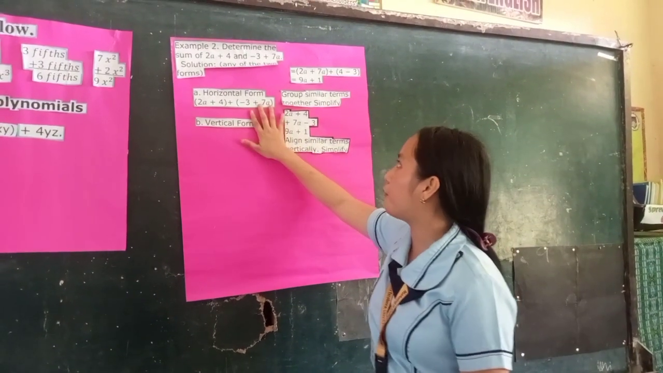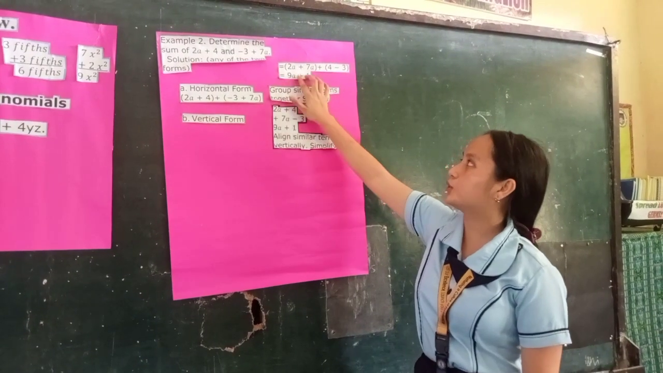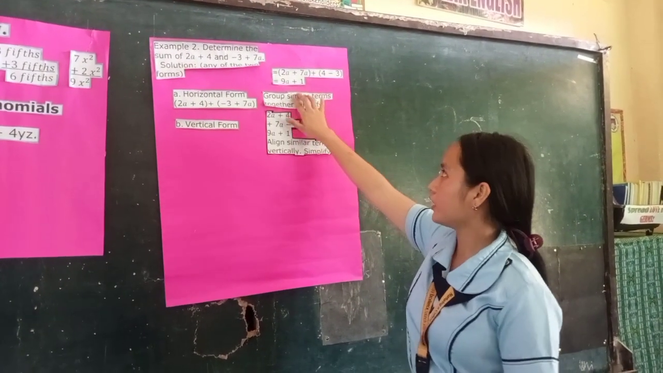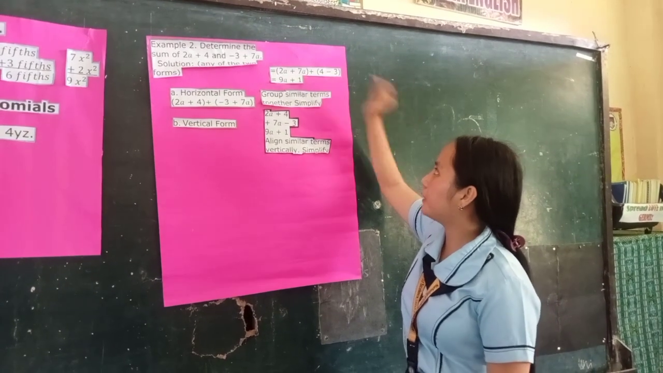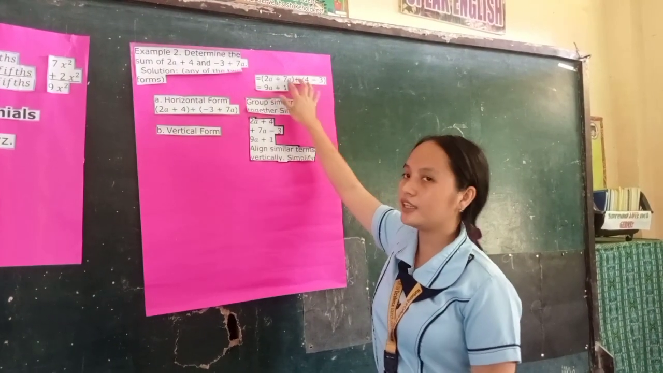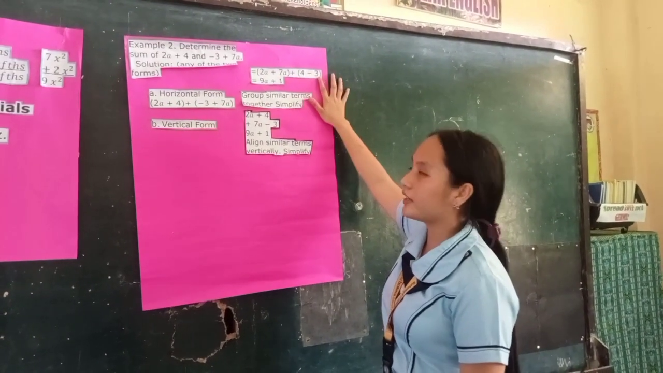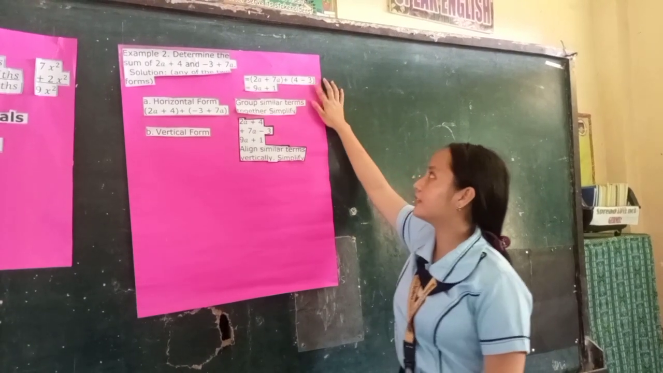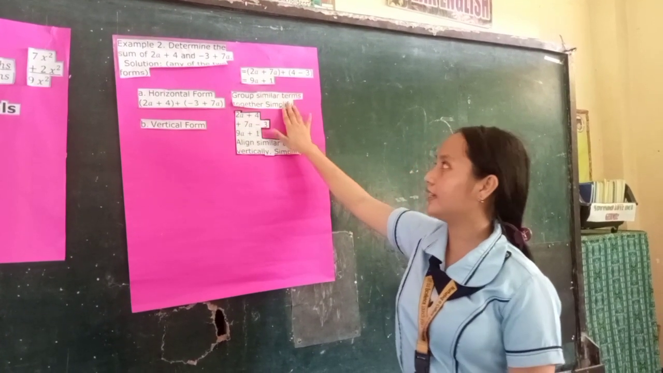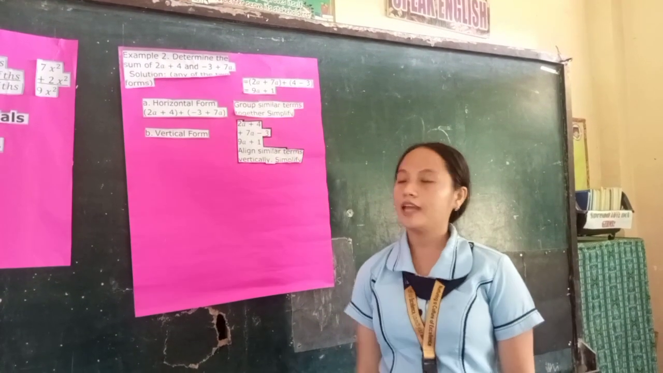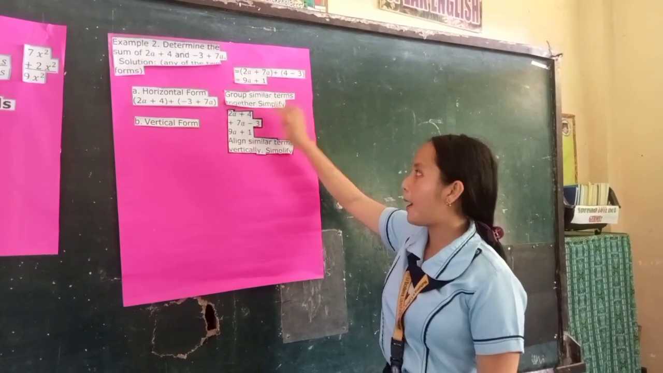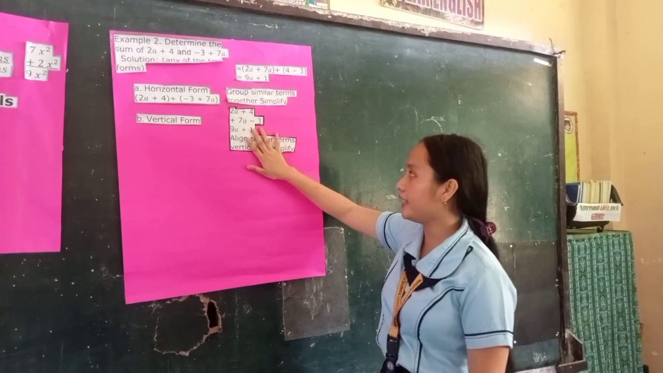In horizontal form, it is going to be parentheses, since the 2a and 7a are similar: 2a plus 7a plus 4 minus 3. When we add the 2 and 7, the answer is 9. Then when we subtract the 4 and 3, the answer is 1. So, group similar terms together and then simplify. These are the answer.